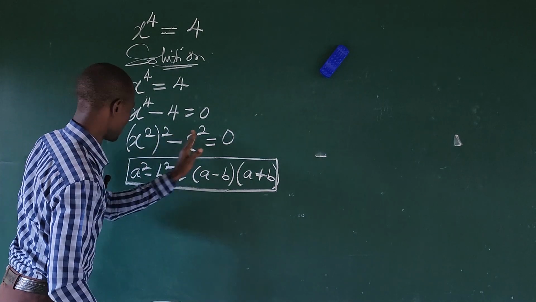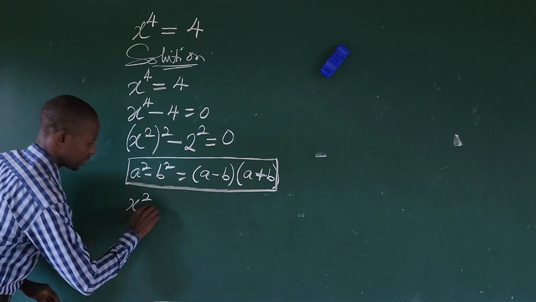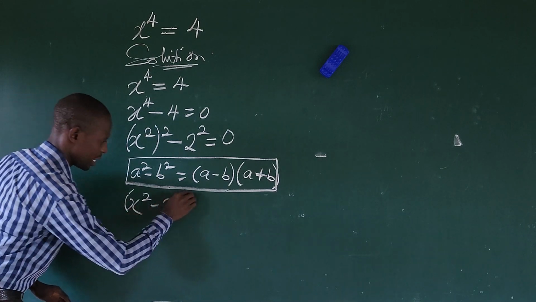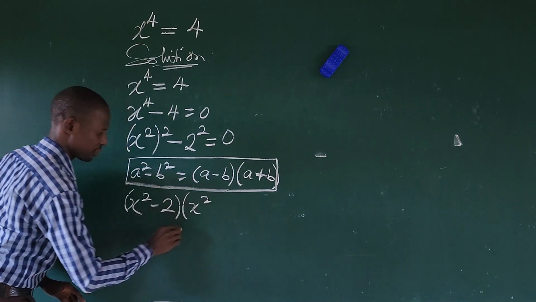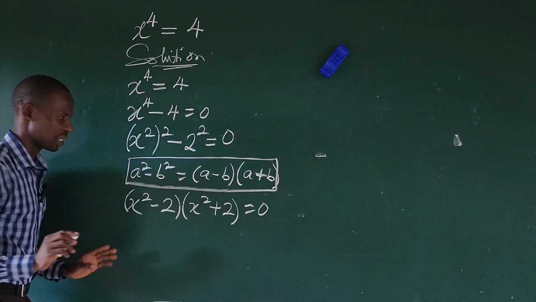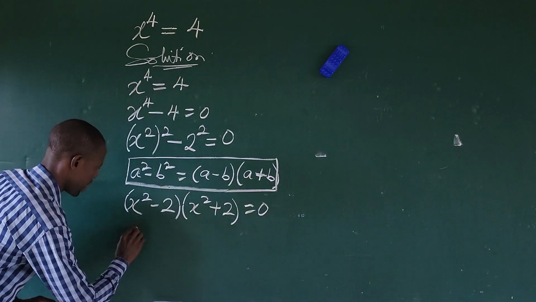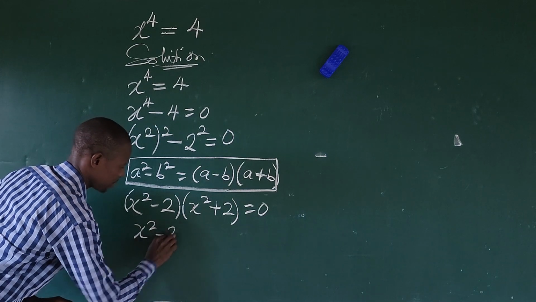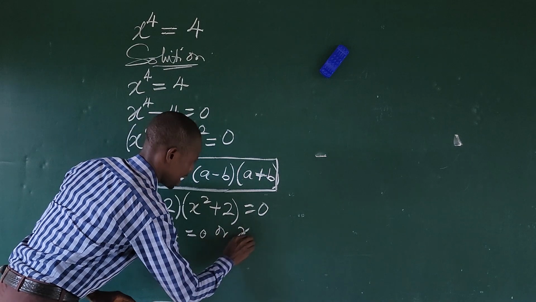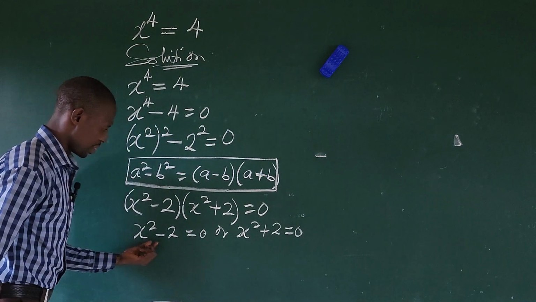Okay, so we can rewrite this expression as x to the power of 2, then minus 2 close bracket, then into x to the power of 2, then plus 2 close bracket, everything equal to 0. So at this point, we equate this to 0, equate this to 0. So we're going to have here x squared minus 2 equal to 0, or x squared plus 2 equal to 0. This is easy.